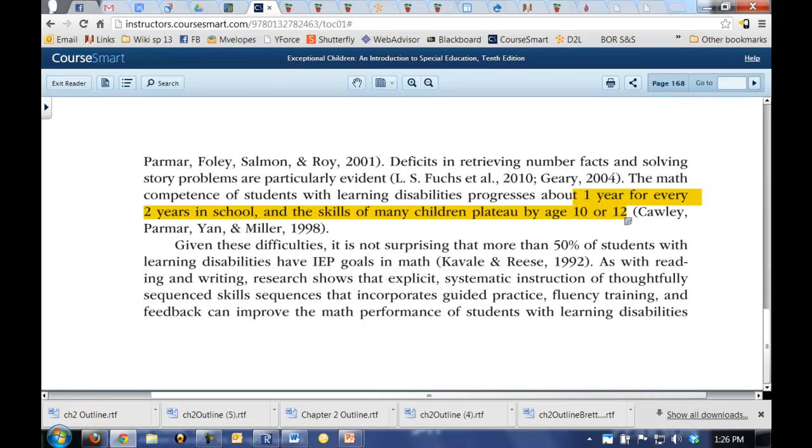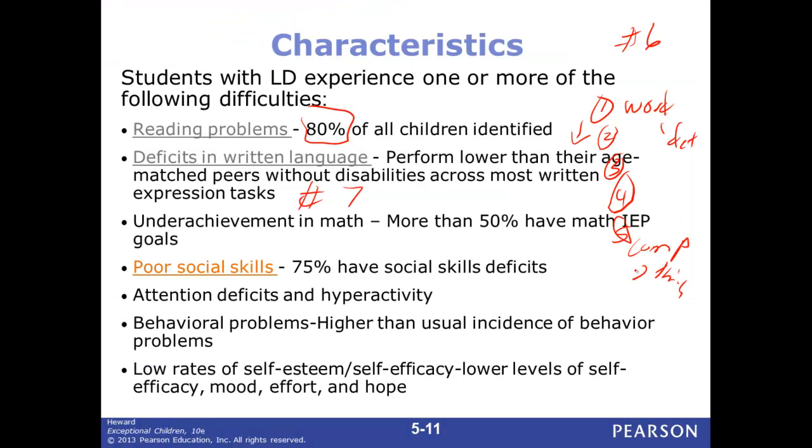Deficits in retrieving number facts and solving story problems are particularly evident. The math competence of students with learning disabilities progresses about 1 year for every 2 years of school, and the skills of many children plateau at age 10 to 12. I want you to bring that fact in here to math. This is our number 8. One year of progress for 2 years of school, math skills plateau at 10 or 12. What does that mean? Yeah, algebra is going to be a nightmare. But that's your number 8.